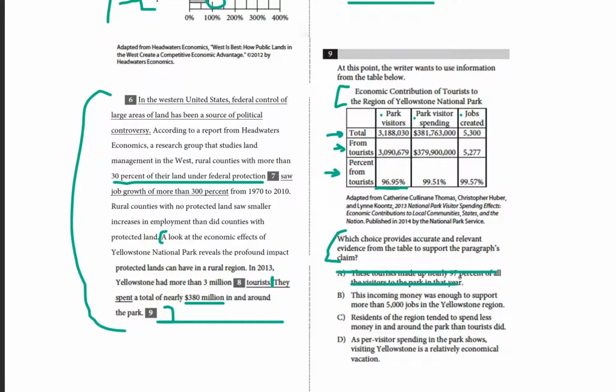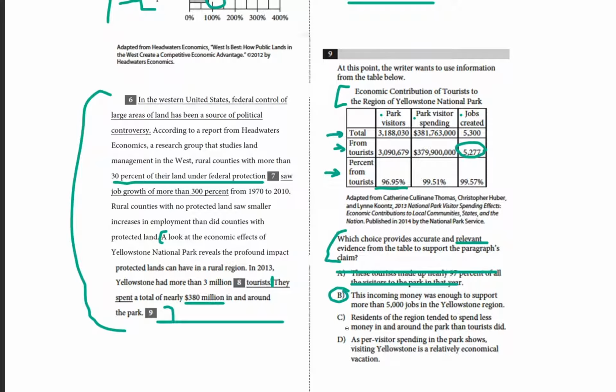Choice B, this incoming money, and that is referring to the $380 million, was enough to support more than 5,000 jobs in the Yellowstone region. Okay, so just from tourists alone, were there more than 5,000 jobs created? The answer is yes. And that is accurate, and is it relevant? I think the answer is yes, it is relevant because the claim is that tourist money from public land management in places like Yellowstone creates sustainable jobs for the region. On test day, I would be happy with that. I would move on, but let's check out C and D.